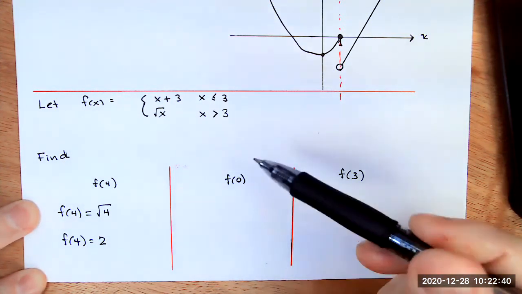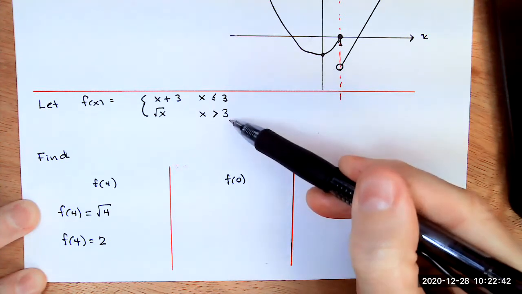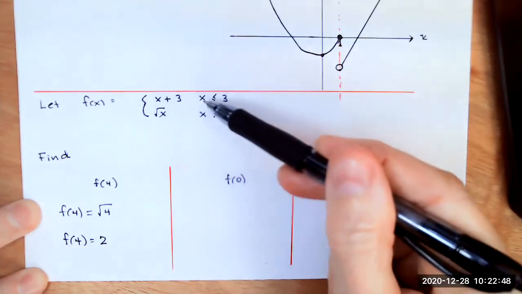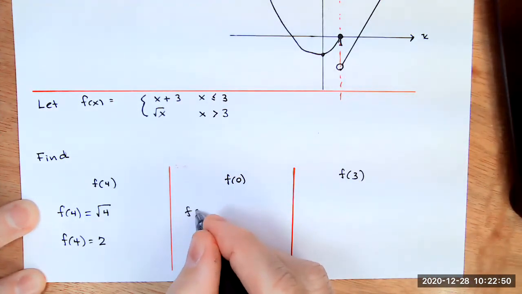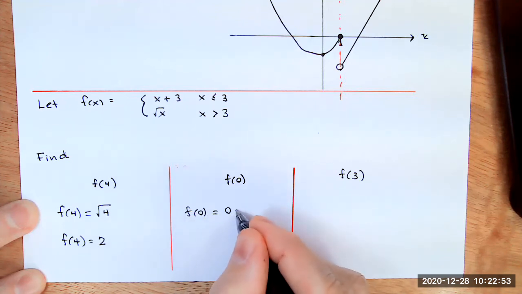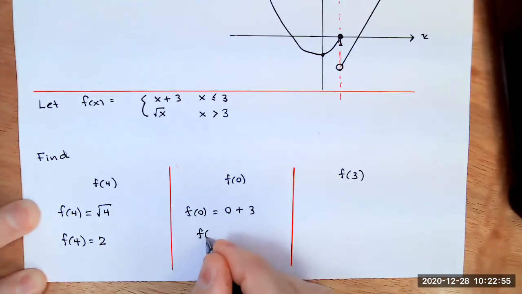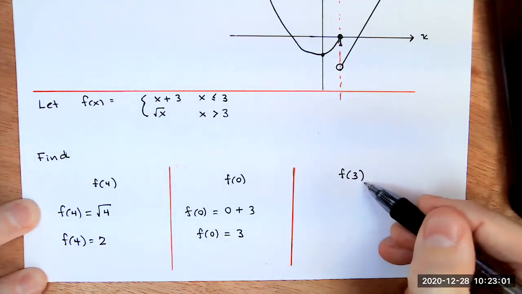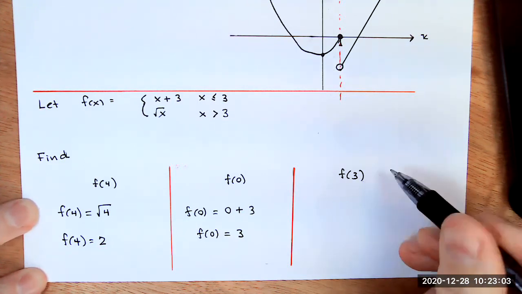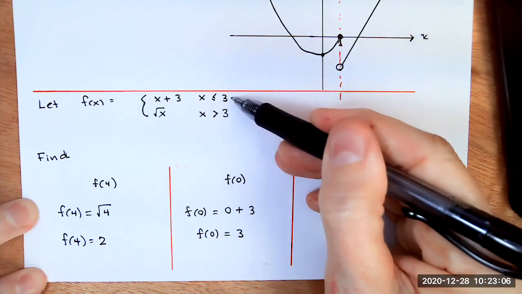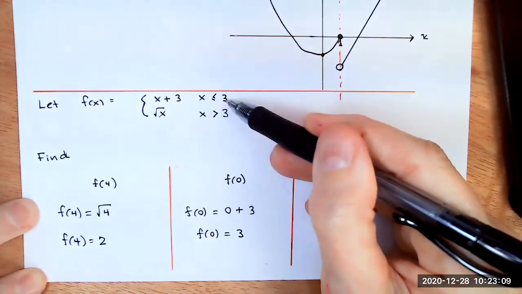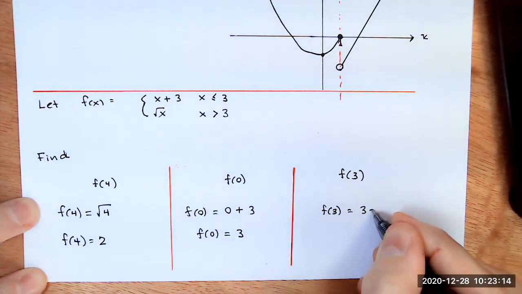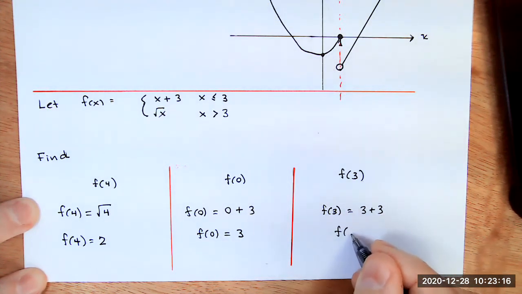f of 0, we have to decide which part of the domain 0 is in. And it's in this part, so we're going to use this top function. So f of 0 is 0 plus 3. What if we want to find f of 3? Well, it's going to be in this top part because 3 is less than or equal to 3. So f of 3 is 3 plus 3, or 6.